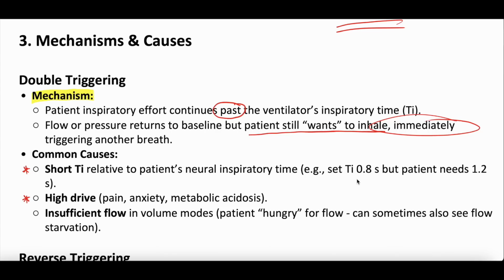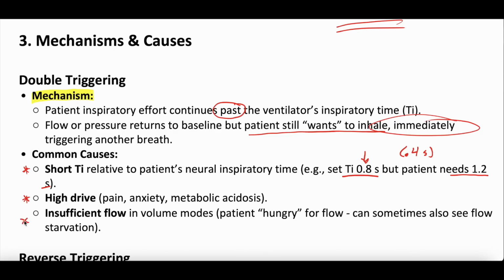So let's say you set the inspiratory time. This is the amount of time in inspiration. It's something like 0.8 seconds. But the patient actually wants to inspire for 1.2 seconds. That means the patient keeps inspiring for 0.4 seconds even after the ventilator has stopped giving that breath. That prolonged or extended inspiratory time then prompts the ventilator again to give a second immediate breath because that patient is still inhaling even after the breath is done.